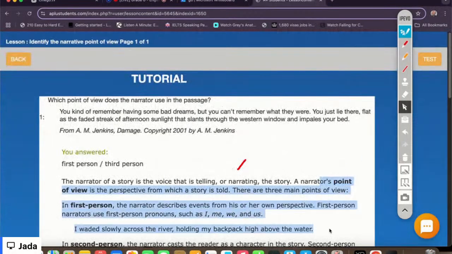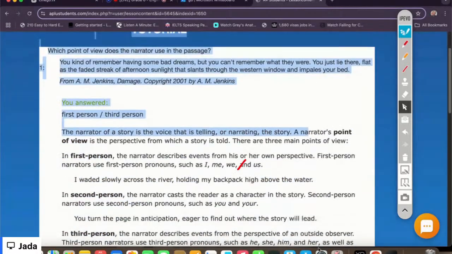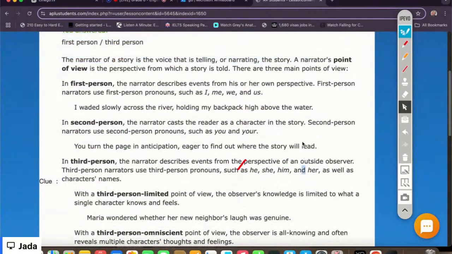you've known the different points of view, so you have to make sure you take note of them. First person is from his own or her own perspective. Second person casts the reader as a character in the story, and then the third person describes events from the perspective of an outside observer.